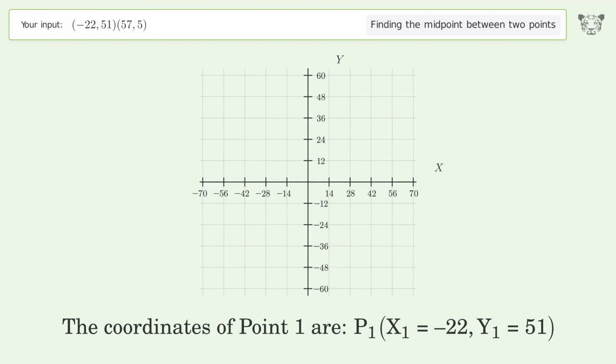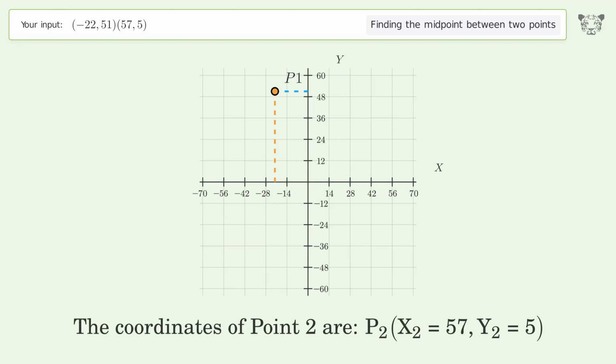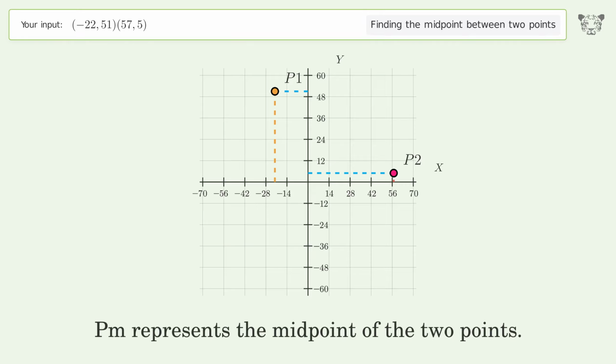The coordinates of point 1 are, x1 equals -22, y1 equals 51. The coordinates of point 2 are, x2 equals 57, y2 equals 5. PM represents the midpoint of the 2 points.